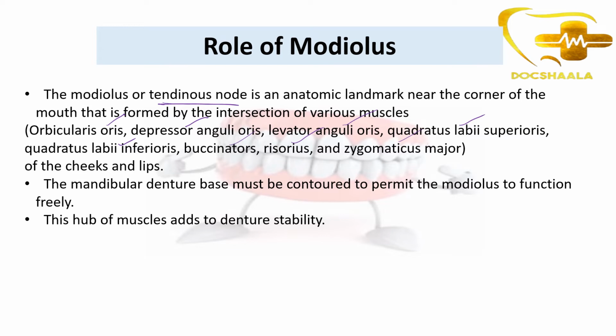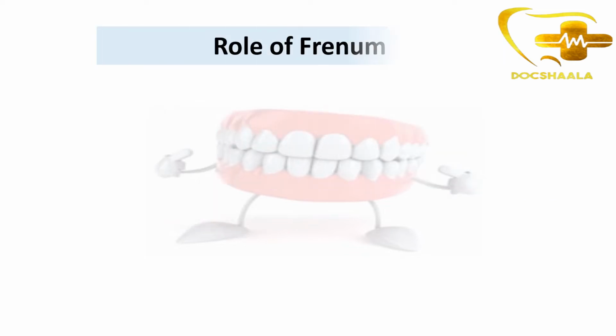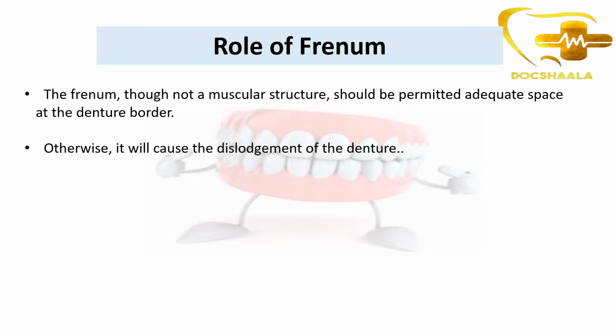The mandibular denture base must be contoured to permit the modiolus to function freely. Only when it functions freely will the denture be stable, and only then will the person be able to talk properly and eat properly. So the modiolus is a very important part to be taken care of. Then the role of the frenum: the frenum should be relieved. It is not a muscular structure, but it should be permitted adequate space, otherwise it will result in dislodgement of the denture.